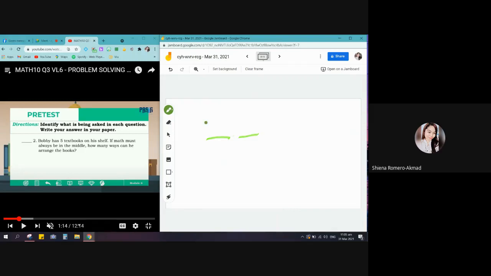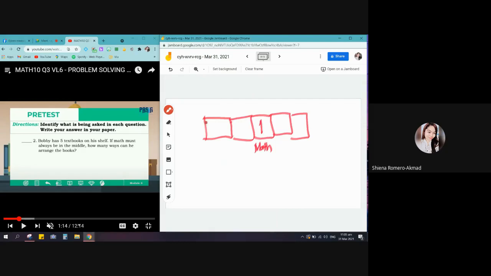So, I'll use the box method, but instead of box, pwede namang line. Pero don't forget that it is a box method. Ilan yung box niya? 5. So kapag in-arrange yan in a shelf, ilan ba yung choices niya per position? 5, di ba? Pero, ang sabi niya kasi dito, math must always be in the middle. So dito sa gitna, dapat math lang yung book na nandyan. So, isa yung math book niya, then the rest, pwede nang magpalit-palit.